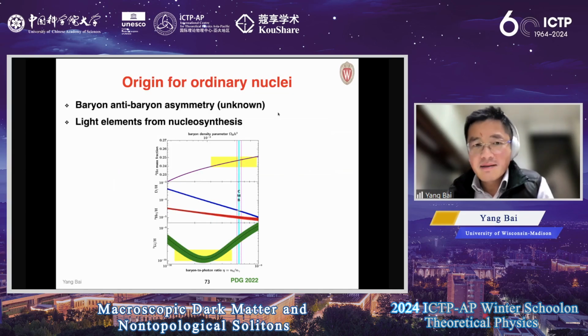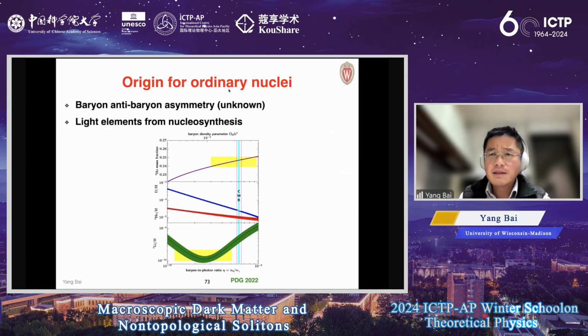Probably the example. You can first think about the question: how about ordinary nuclei? First of all, we have the light elements from nucleosynthesis, BBN. So we have helium, deuterium, lithium, and so on. We have a successful BBN, up to a little bit of anomaly about the lithium-7 problem.